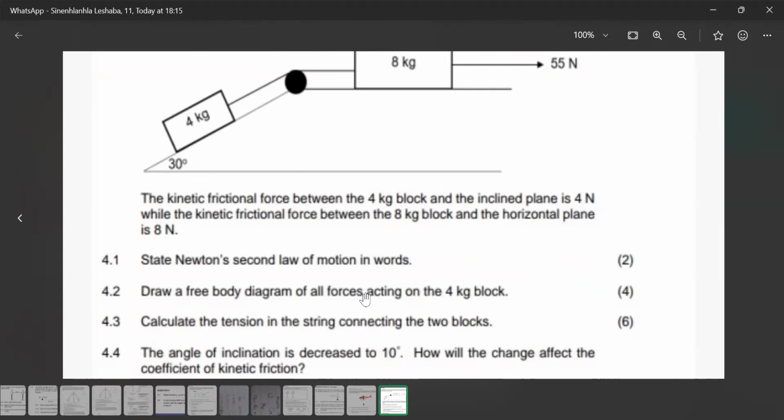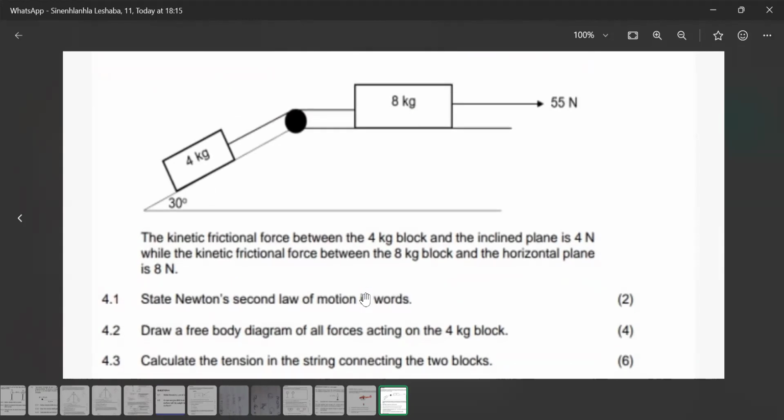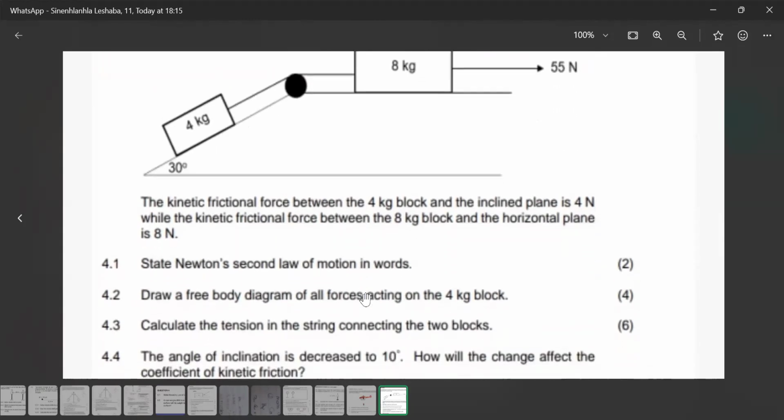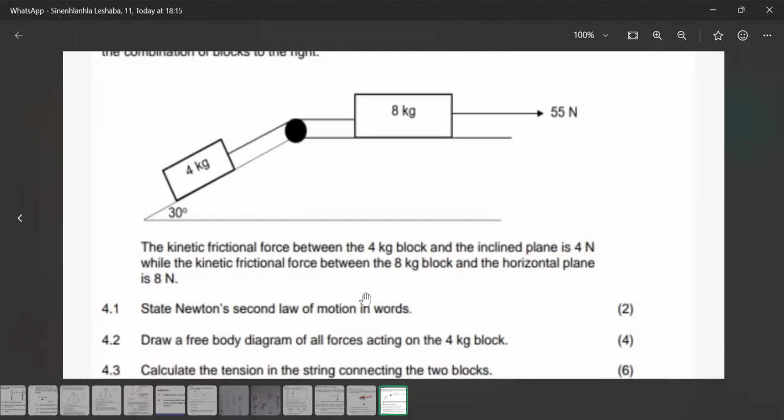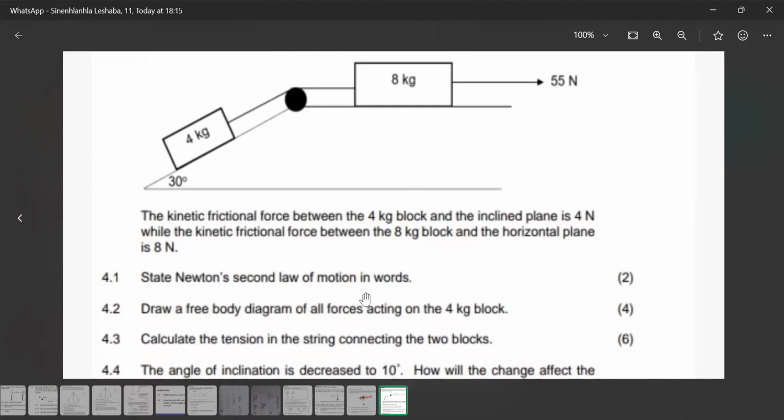And the next one says, please draw a free body diagram showing all the forces that are acting on the 4 kg block. And this is for 4 marks. And we know that 4 marks means 4 forces that you need to show. Even though they're only asking us to draw the free body diagram for the 4 kg, on our rough work section, we are going to draw for the 8 kg block as well, so that we know what is actually happening on those 2 blocks.